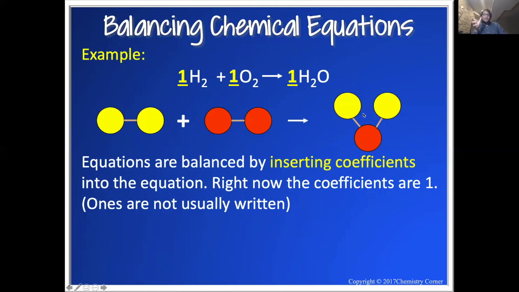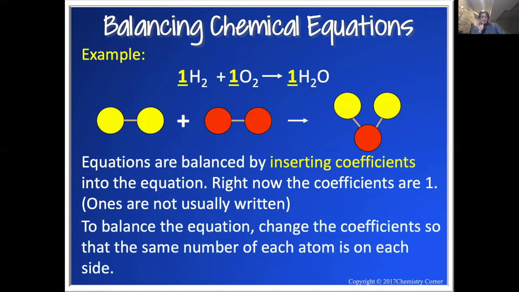So you don't want to get coefficients, the big numbers in front on the left, confused with subscripts, which are the little numbers to the right of the element, right? Because the subscripts tell you I've got two hydrogens inside of this molecule, whereas this big number tells me I've got one molecule overall of water, right? Okay, so we can change the coefficients, but we can't change the subscripts. So let's try to fix this reaction by changing some of the coefficients here. Let's take a look.